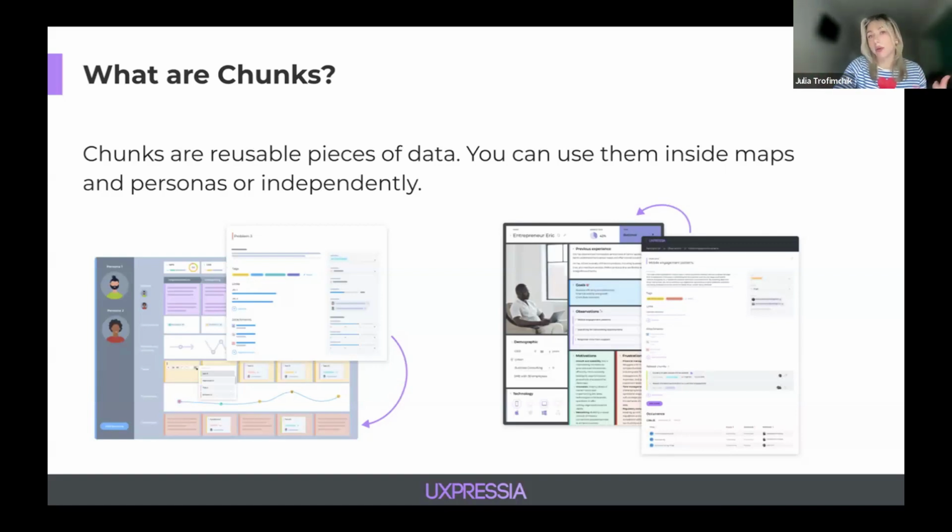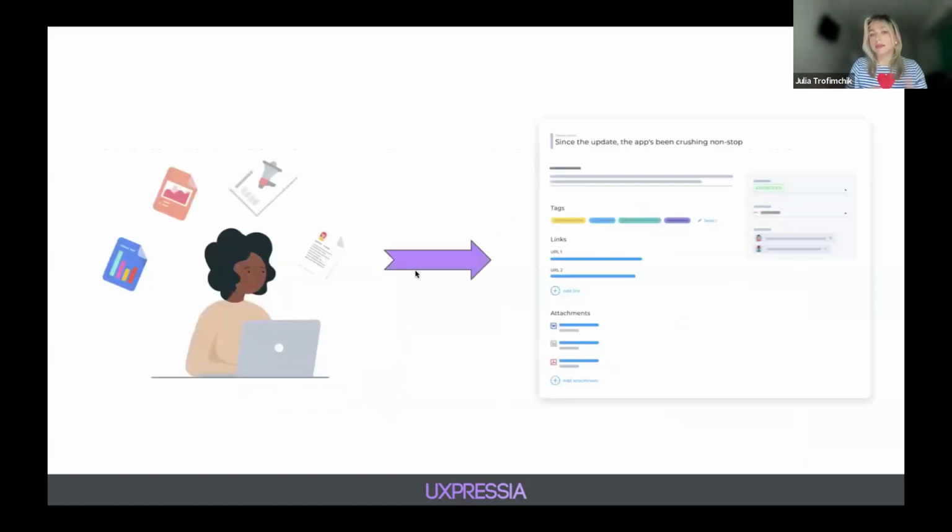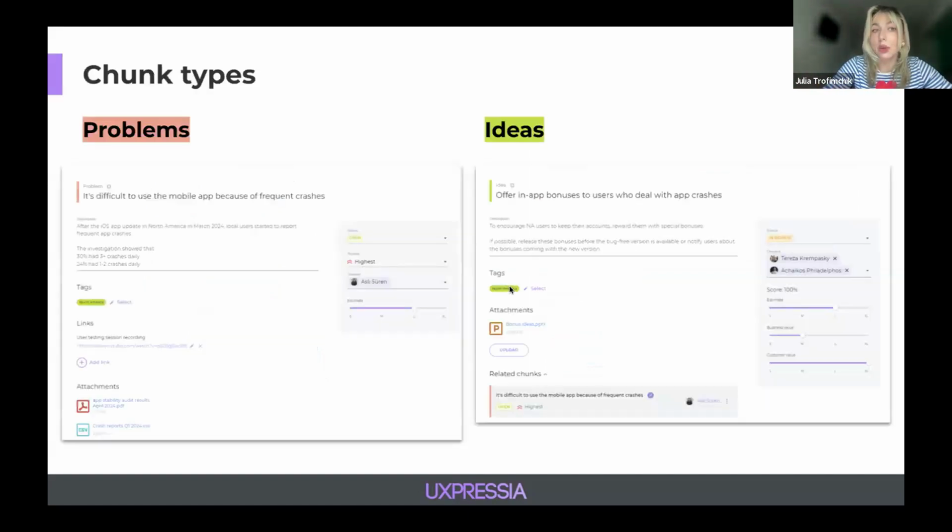Some of the data you might need right now, at the moment. Some is relevant for now, but you might benefit from quickly accessing this data someday in the future. So this is exactly where CX chunks step in. Chunks allow you to store all the data in one place and quickly access this data when you actually need it, and actually use this data in the place where you'll use it later, like in your maps and personas. Let's take a look at the types of chunks that you can create at UXPressia.